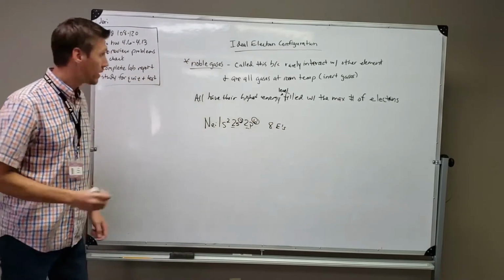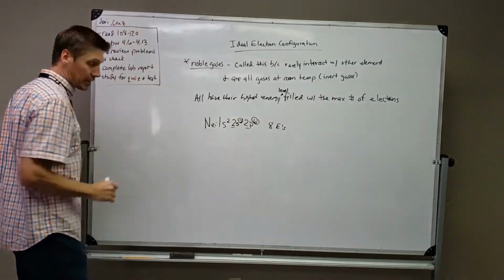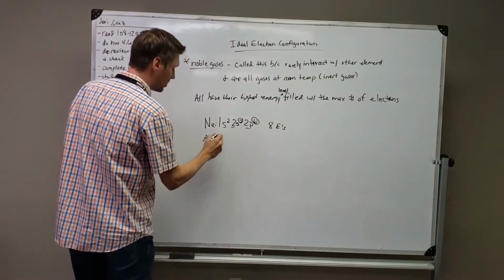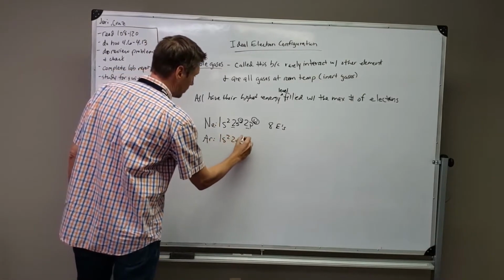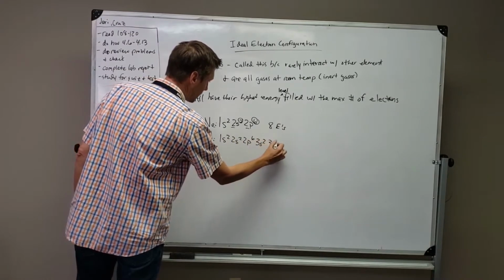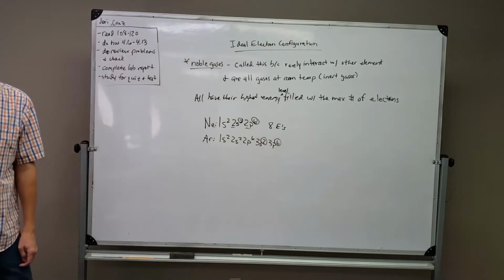If you look down at the next one that they've got listed out, argon, which is the next element as you go down the periodic table in the next row, 1s2, 2s2, 2p6, 3s2, 3p6. So again, total of 8 electrons, right?